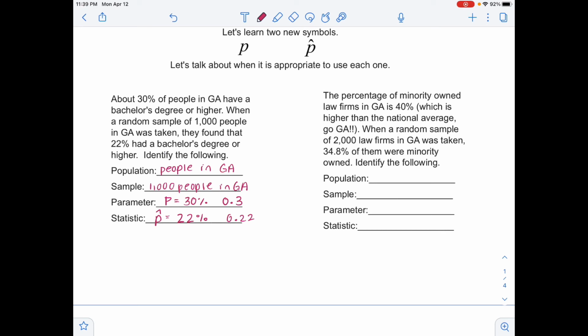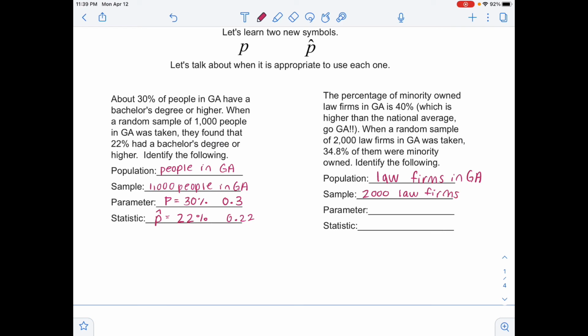What is the population? We want to know law firms in Georgia. We are looking at all law firms in Georgia. Now, we want to see how many are minority-owned, but my population is just all law firms in Georgia. The sample was taken from 2,000 law firms in Georgia. So instead of looking at everyone, we just sampled 2,000.